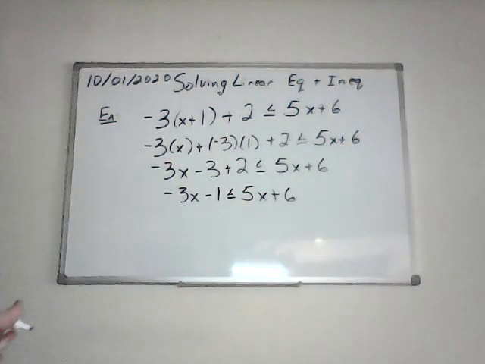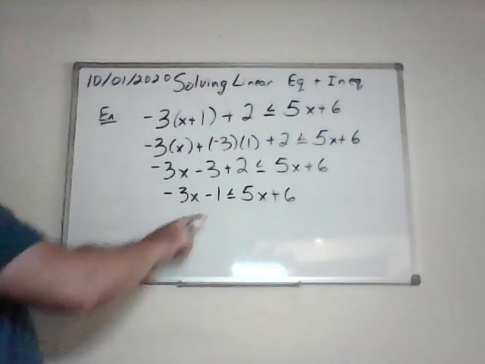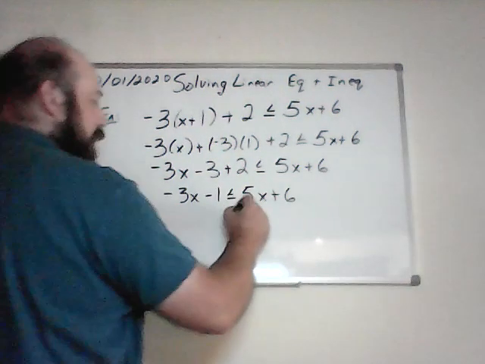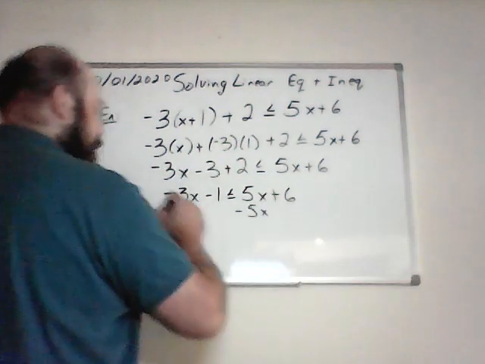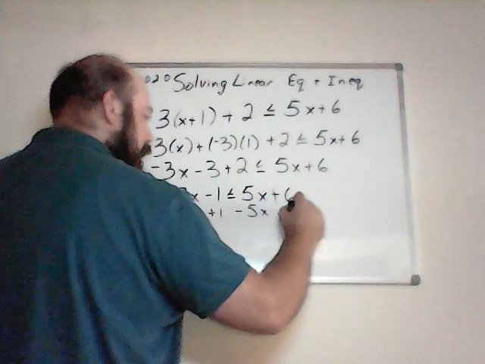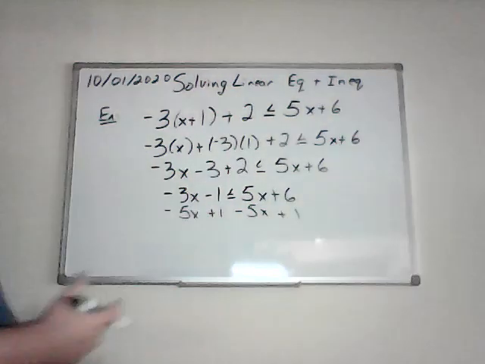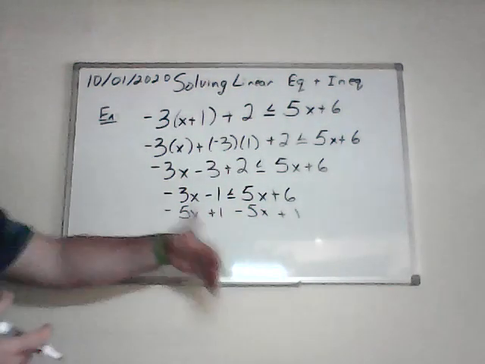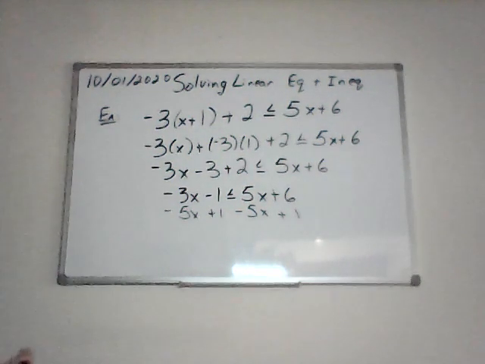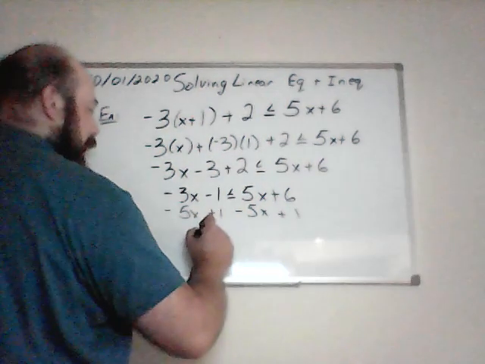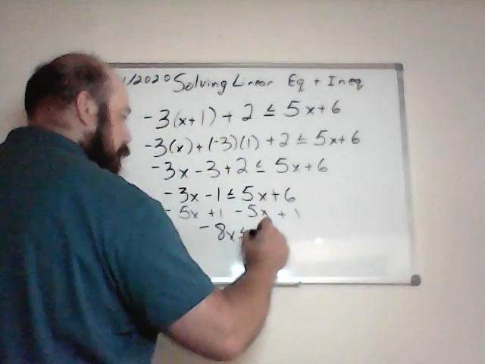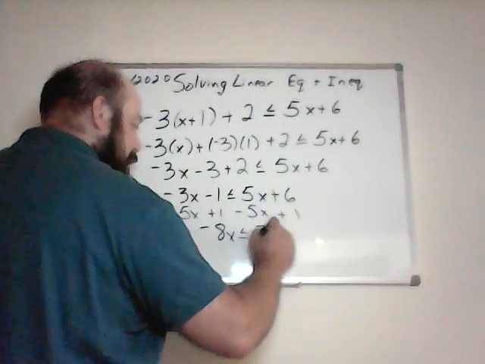So at this point, what I'm going to do is I'm going to bring my constants to the right and my variables to the left. So we're going to subtract a 5x. We're going to add a 1. And by the way, we could have moved the variables to the right and the constants to the left. It's really a matter of preference. So we're going to have negative 8x is less than or equal to positive 7.